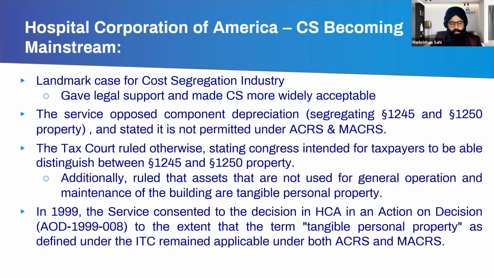Later on, the IRS came back in 1999 and released an action on decision saying that they agree that tangible personal property as defined under the ITC remains applicable under ACRS and MACRS. So they were disagreeing with it at first, but because the court said it, they agreed with it. This is the main reason why cost segregation is even there today.